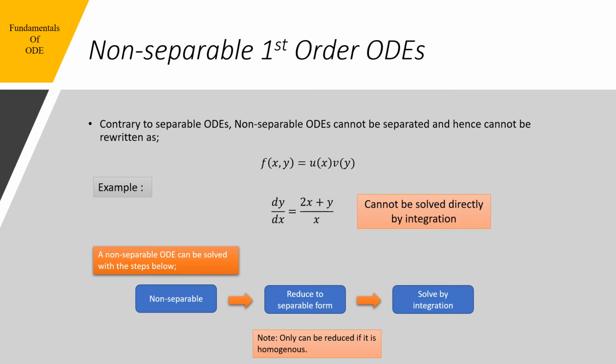Now we have non-separable first order ODEs. Contrary to separable ODEs, these cannot be separated and cannot be rewritten like this, hence it cannot be solved by direct integration. So what do we do? We reduce it to separable form only if it's homogeneous, and then we solve by integration as usual.